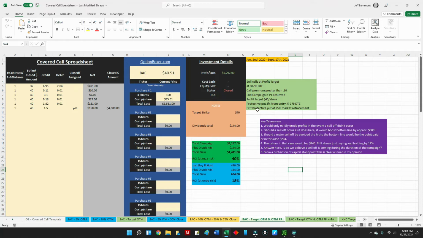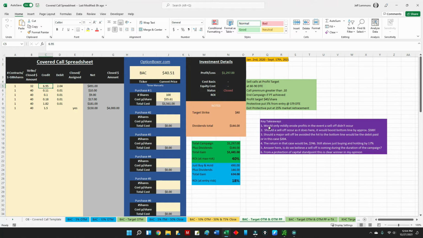And then I was going to exit the protective put if there was a 25% market retracement. And you can see there was, because again, we had the coronavirus sell-off. And so you can see I was able to get out of this at a huge profit, and that actually bolstered the returns here.